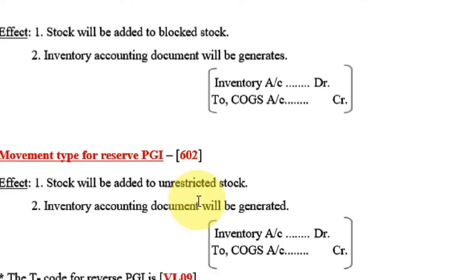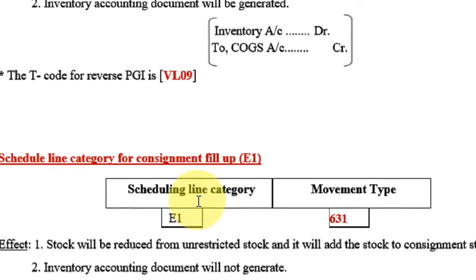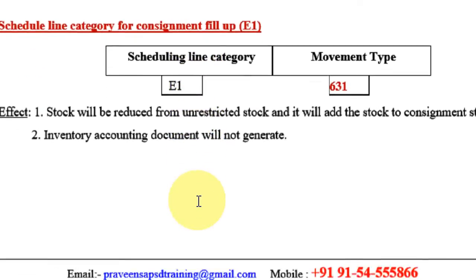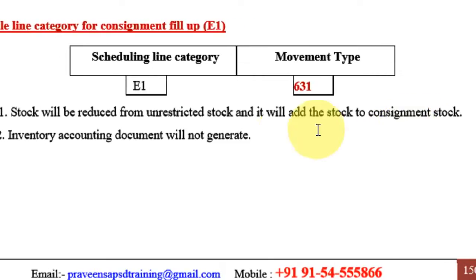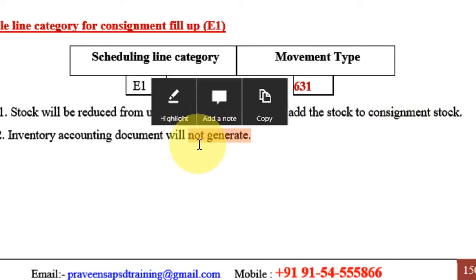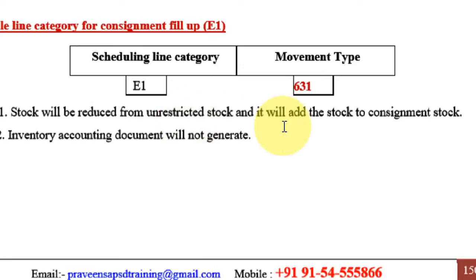Next is consignment fill up, 631. That is, stock would be reduced from unrestricted stock, and stock will be added to consignment stock. And here the accounting entry will not be generated, even though stock is moving out of the unrestricted stock, because we are only dumping the stock at the consignment service agent's place. But we haven't transferred the ownership of the goods from the company to the CSA.